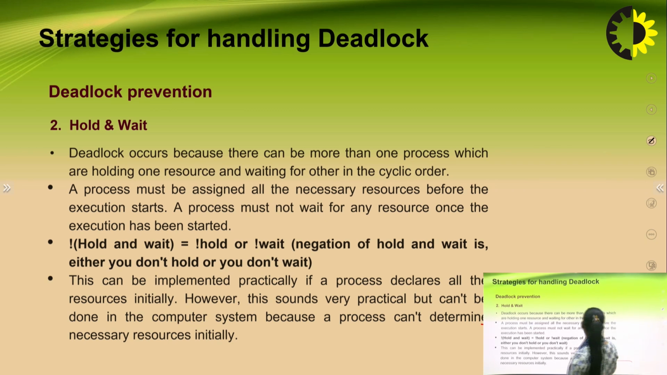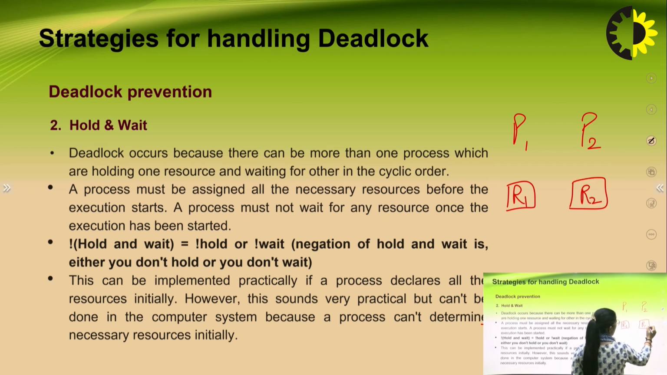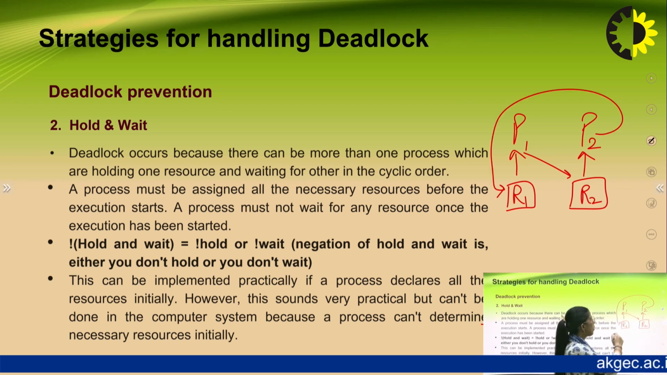It means, let's say we have processes P1 and P2, and let's say there are two resources, and these two resources are acquired: R1 is acquired by P1 and R2 is acquired by P2. P1 requires R2 and P2 is waiting for R1. So here we can see a hold and wait situation is happening in a cyclic order.